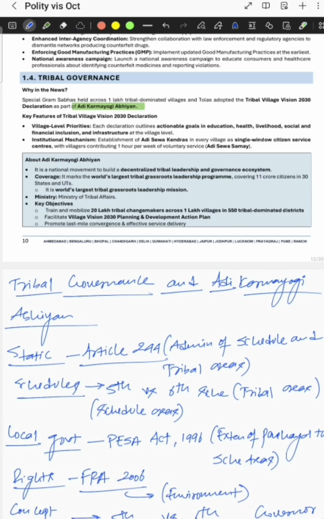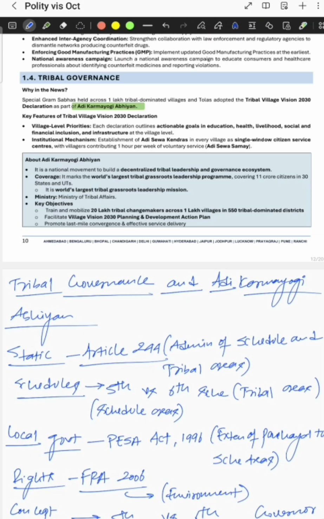So the next topic is tribal governance. Why was it in the news? Special Gram Sabhas were held across 1 lakh tribal dominated villages, in accordance with Tribal Village Vision 2020 as a part of the Adi Karma Yogi Abhiyan. So what is the Adi Karma Yogi Abhiyan? It's a massive grassroots leadership initiative across 1 lakh tribal villages.